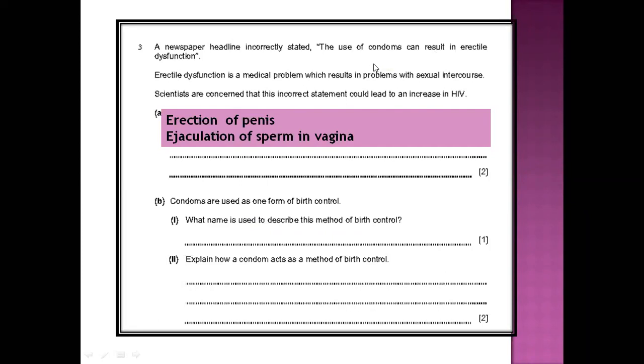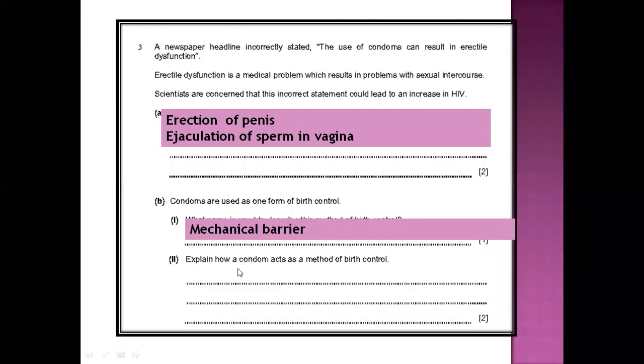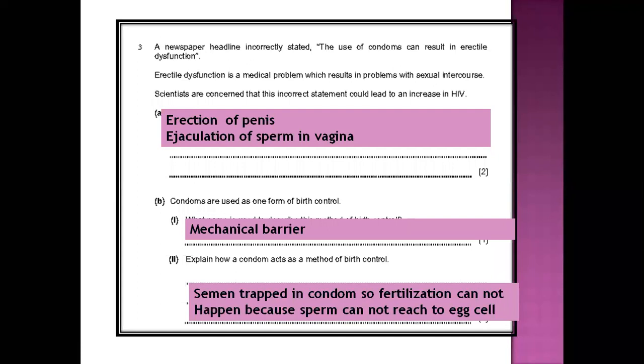All right. Explain how a condom acts as a method of birth control. This was also your question. It is a mechanical barrier, so it prevents the release of semen into the female vagina. Semen is trapped in the condom, so fertilization cannot happen because sperm cannot reach the egg cell.